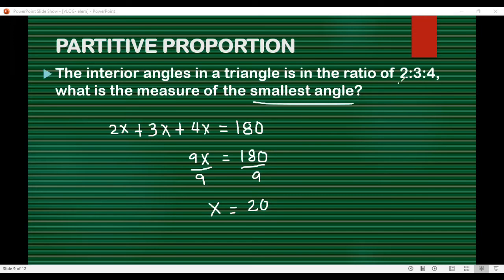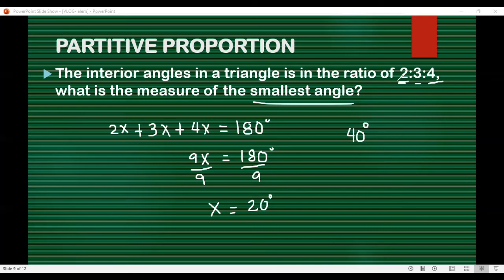Therefore, in the ratio you are given, 2:3:4, the 2 is the smallest among the given. Therefore, we multiply this by 20 degrees. Again, this is supposed to be in degrees. 2 times 20. This simply means that the answer to this question is 40 degrees.